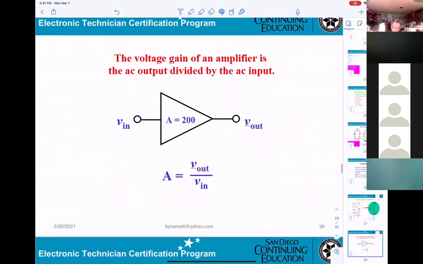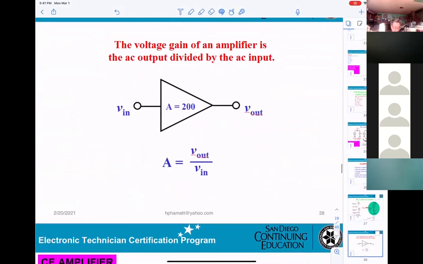Beta is a value that depends on how the transistor is fabricated, its doping profiles. That comes from the manufacturer.